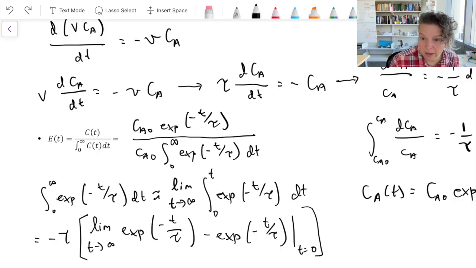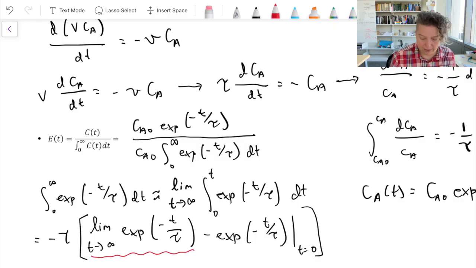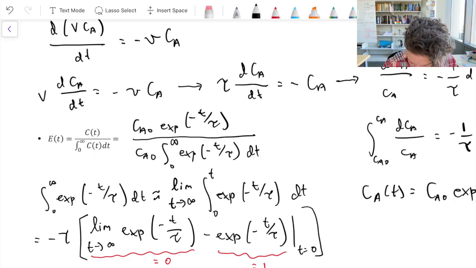Okay, so this whole piece equals 0 because I'm taking the exponential of negative infinity, and the exponential of negative infinity is 0. This piece is equal to 1. So what I get for my entire integral is tau, the residence time.